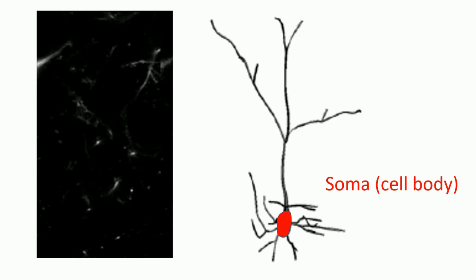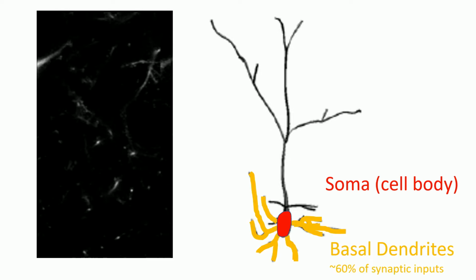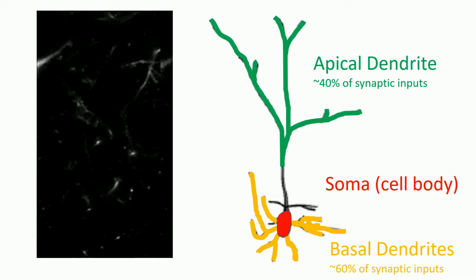This is the soma of the neuron, where the main GCaMP6 signal is recorded to measure the neuron's overall tuning. And these are the basal dendrites. The authors state that each neuron has on average 6 of these basal dendrites. In total, they receive approximately 60% of the synaptic input onto the neuron. And this is the apical dendrite that receives the rest of the synaptic input.